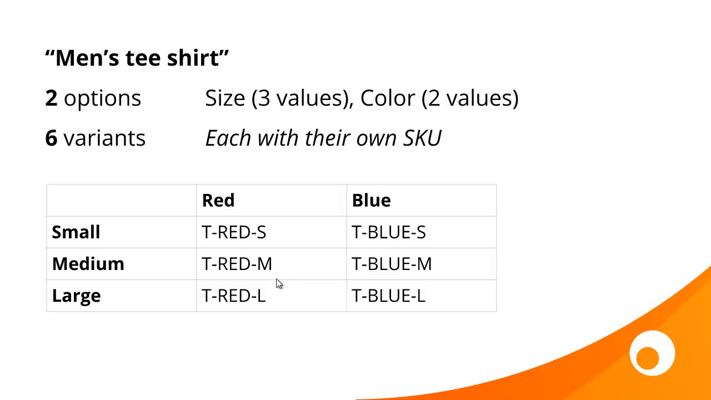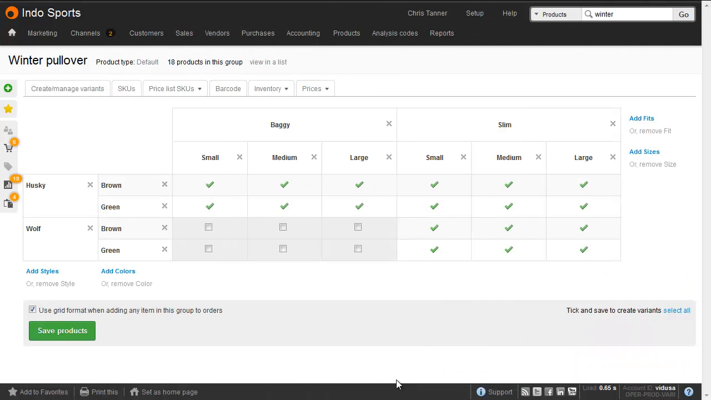So a product group with 2 options is displayed in 2 dimensions. Brightpearl supports product groups with up to 4 dimensions. And here's an example of a product group with 4 dimensions. We've got size, small, medium and large. We've got fit of baggy and slim. We've got 2 colours, brown and green, and then 2 styles, husky and wolf. So even though there are only 4 options, we've actually got 18 different products in this particular group.